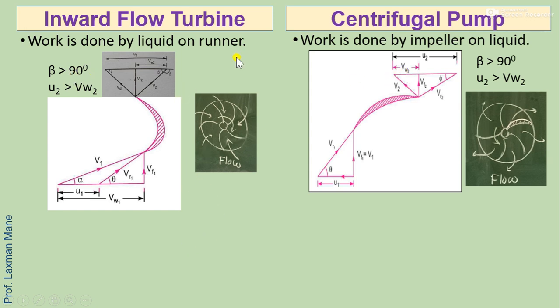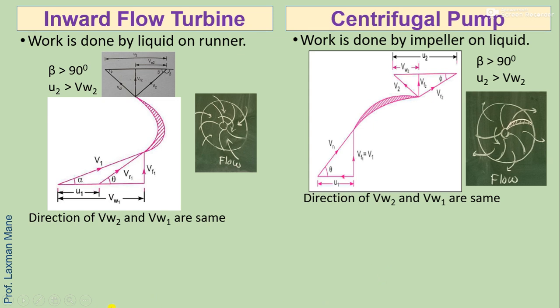Here in both cases, what is the similarity? At the outward velocity triangle, angle beta is greater than 90 degrees, meaning an obtuse angle. Because of that, U2 in both cases is greater than VW2, meaning blade velocity at outlet is greater than whirl velocity at outlet in both cases. Now in both velocity triangles, the directions of VW2 and VW1 are the same, but in case of centrifugal pump, VW1 is equal to 0.